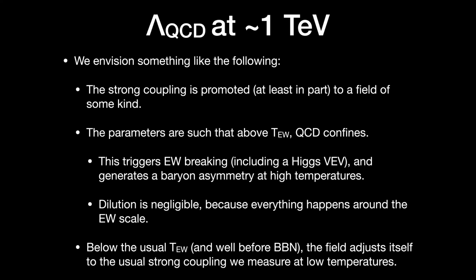The dilution is negligible because everything happens around the electroweak scale. But of course, then below the usual electroweak phase transition temperature and well before BBN, I have to have my field adjust itself to the usual strong coupling that we measure at low temperatures, such that QCD goes back to normal and everything looks fine in time to do BBN successfully.